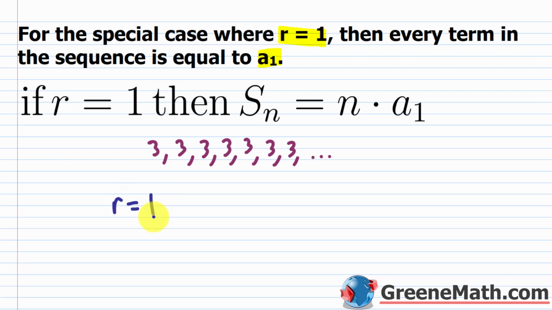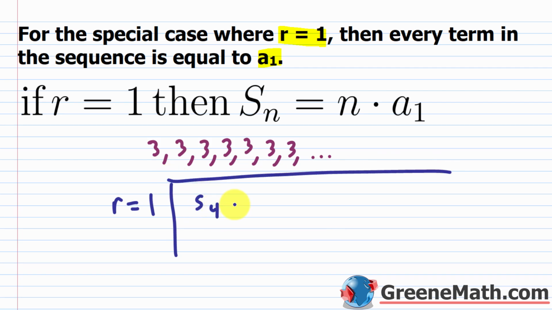Okay, well, if r is equal to 1, again, if you plug into that previous formula, you're going to get division by 0, which is undefined. So what you have to do is think about this a different way. So let me box this off and just say that s sub n here, let's just say we wanted s sub 4. This would be equal to what? What's the sum of the first 4 terms? So it's 3 plus 3 plus 3 plus 3. And that is equal to 12.